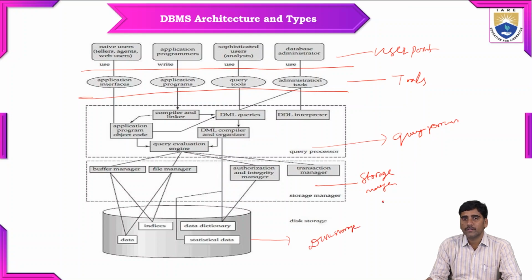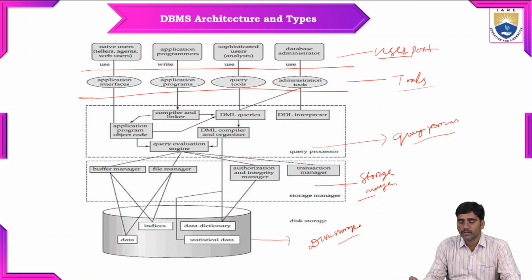So the database architecture is categorized into different parts, and each part can have different components to play a major role in DBMS. What are those classifications? User classification, tools classification, query processing classification, storage classification, and disk storage classification. Each and every part is going to have separate components. So what are those actually?